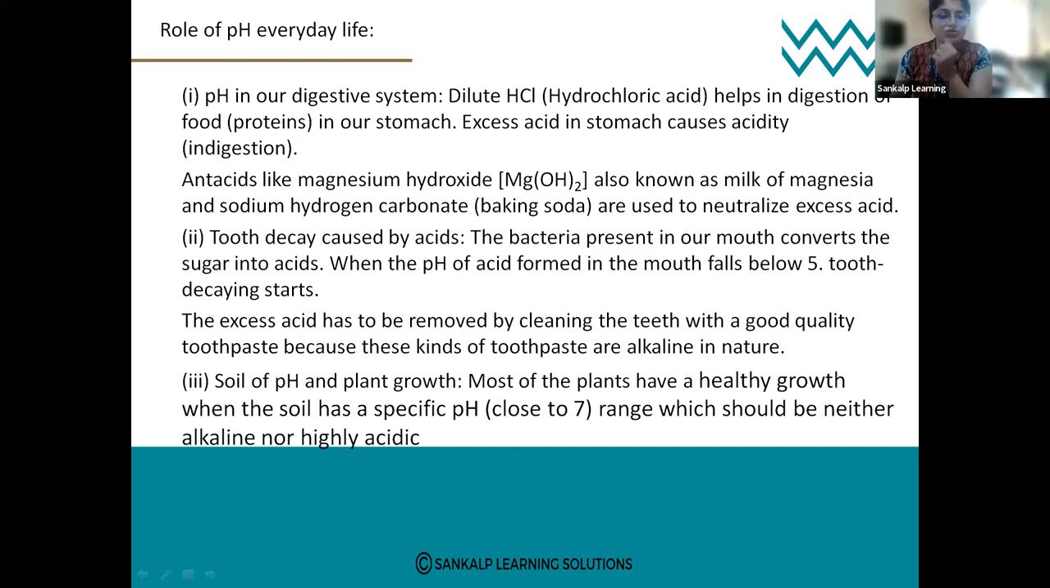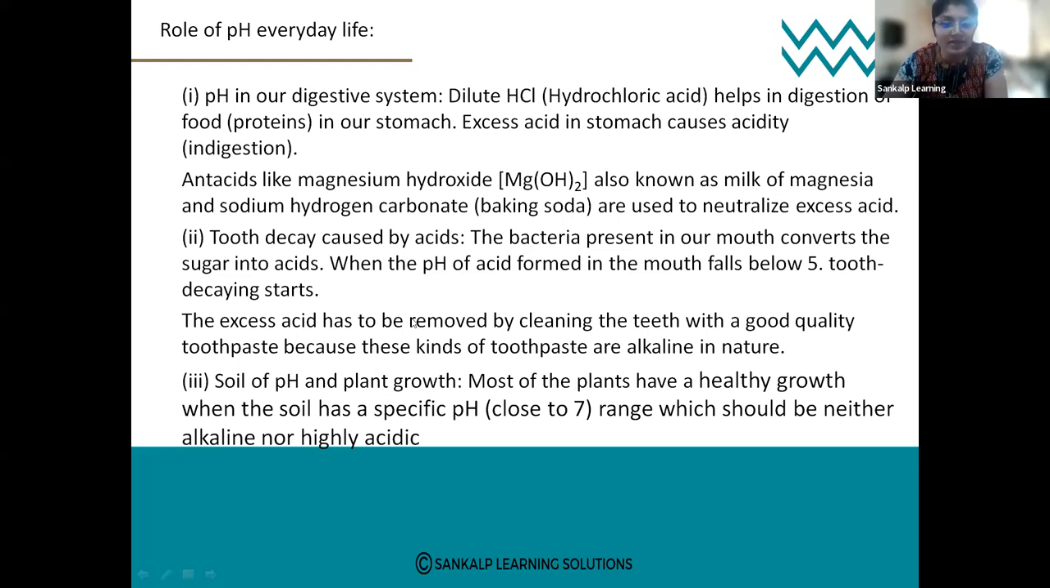So tooth decay can start by converting the sugars into acids. The acid produced in the mouth will have a pH below 5, and then tooth decay will start. How to treat this excess acid? By cleaning your teeth with a good quality toothpaste which is alkaline in nature. The toothpaste you are using should be alkaline in nature.